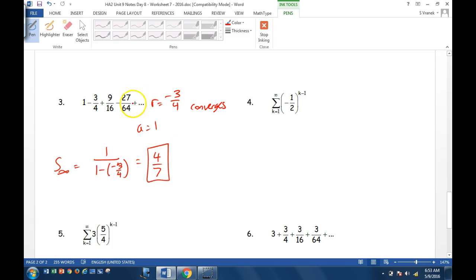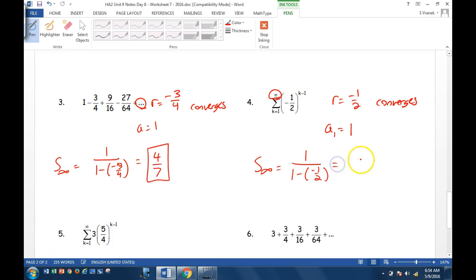Okay. Again, we knew that was going on for infinity because of the dot, dot, dots. This is going on to infinity because it's infinite. r here is equal to -1/2, so it converges. The first term, if you put 1 in for k, you get 1, right? It's -1/2 to the 0 power, which is 1. So we have the sum of the infinitely many terms of the infinite series. We get 1 over 1 minus negative 1/2, which is 2/3.